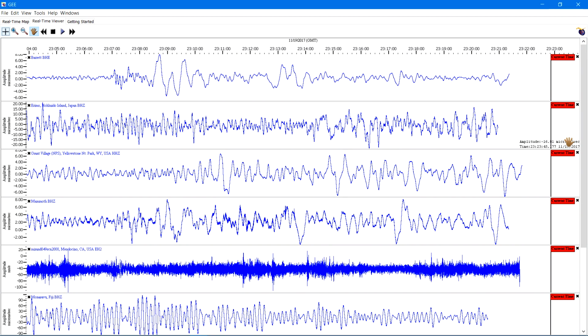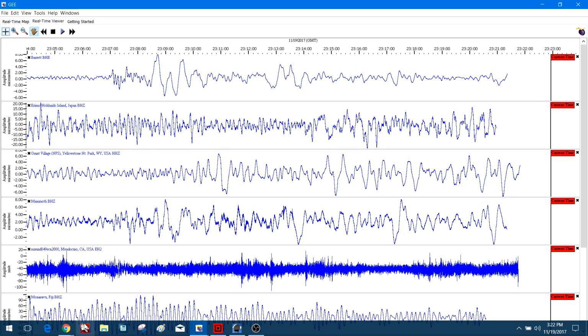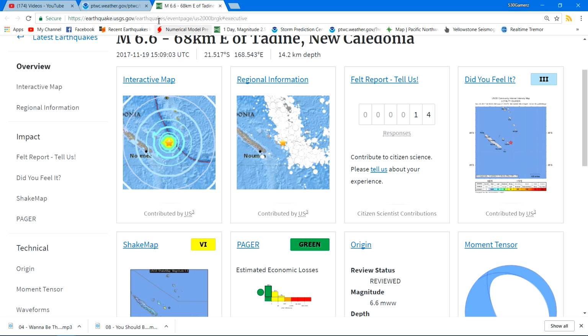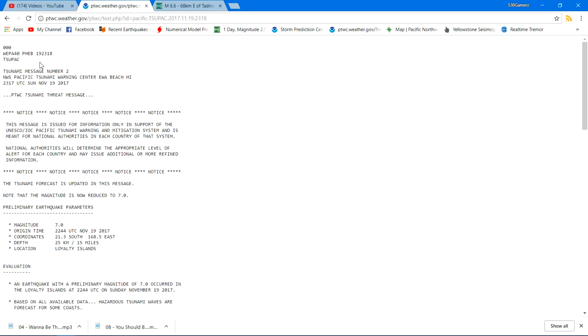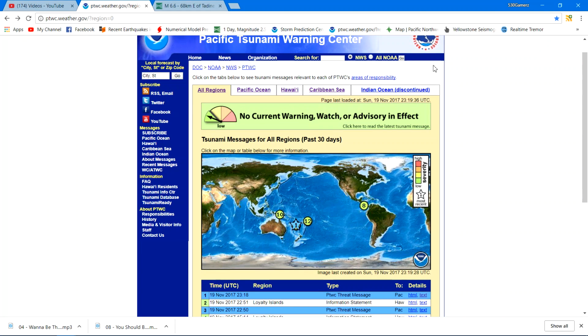But you can see the P waves being traveled across the globe following that large 7.0 earthquake. So hopefully no tsunami did reach over there, although there was a warning for that area. Hopefully everyone got to safety over there.